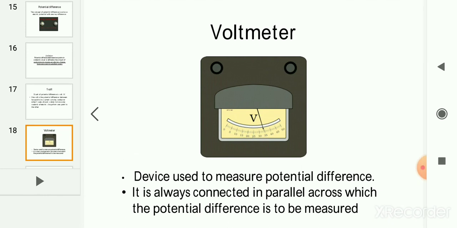Now this is the voltmeter. The device used to measure potential difference is the voltmeter. It is measured in the unit volts, we have learnt. The voltmeter is always connected in parallel across the points between which the potential difference is to be measured.